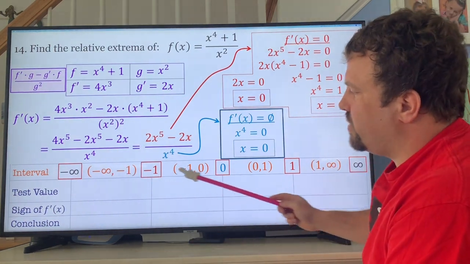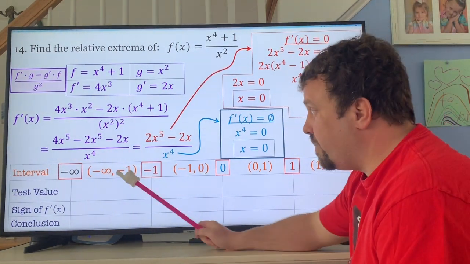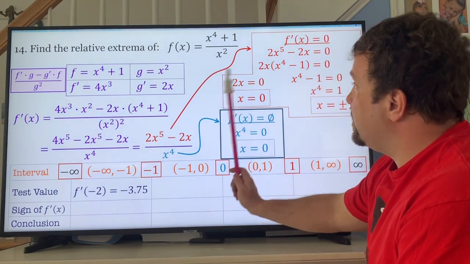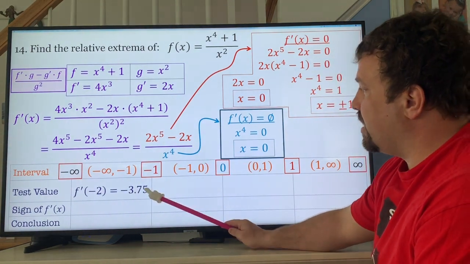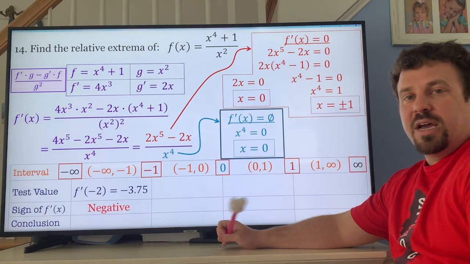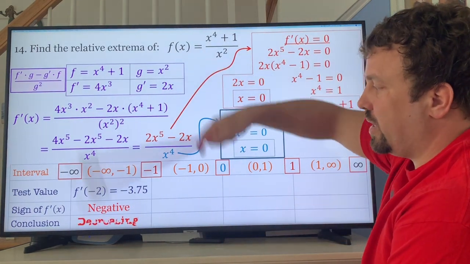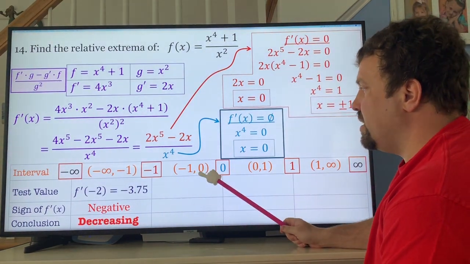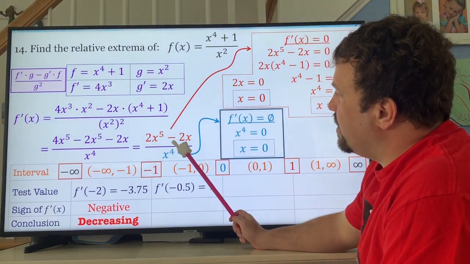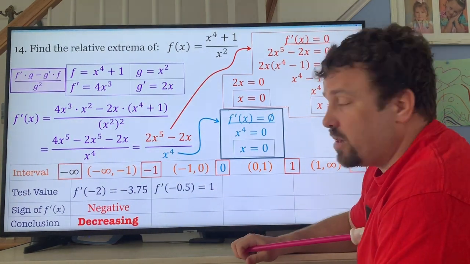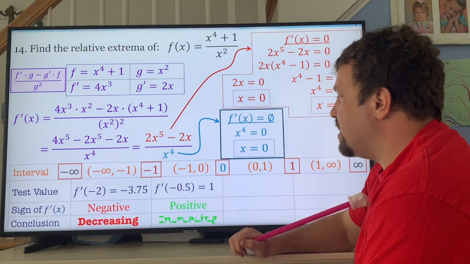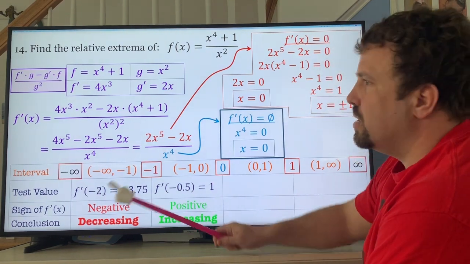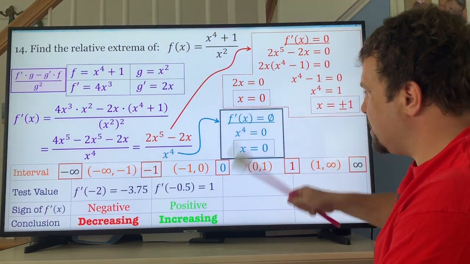Pick your test numbers between each one of these intervals as you did before. -2 is a good one. When you plug it into this equation right here, you get -3.75, which is a negative number, which means your graph is going down. Take a number between these two, like -0.5, and plug it in here. Make sure you type it in your calculator correctly. You get 1, which is a positive number, which is increasing. So you're going to be decreasing and then increasing.